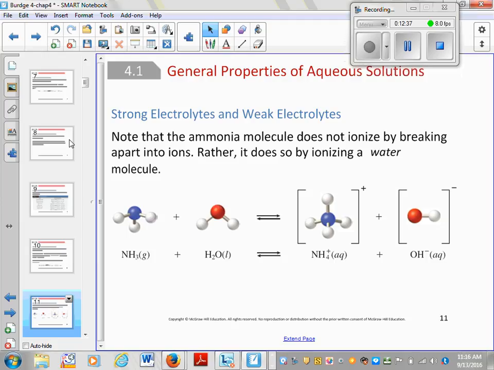One thing to notice with ammonia, it doesn't dissociate. It makes the water molecule dissociate. It ionizes a water molecule. So the NH3 takes an H plus from the water to become NH4 plus, and leaves behind the hydroxide, the OH minus, anion. And later on when we talk about acids and bases, we'll learn what's going on with that.